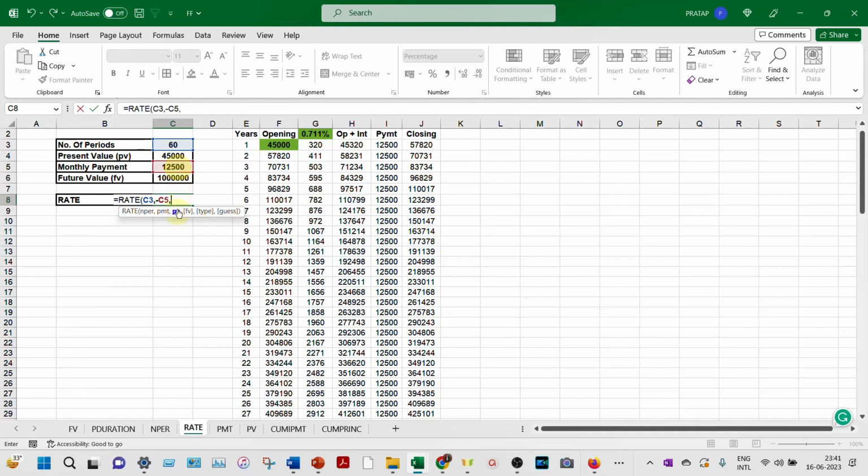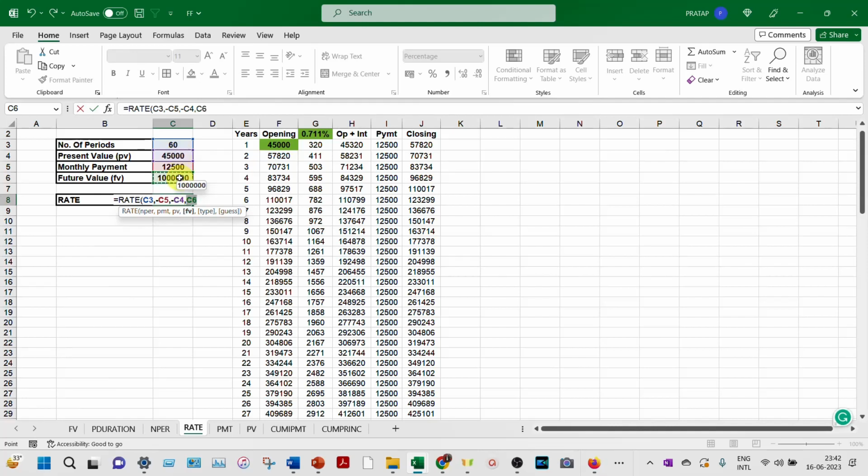Next, we have to come to the present value. The present value is the lump sum that we've already invested. So again, we made that payment, so we put in a negative sign. Then we come to the cell which contains this value. That is 45,000. We click here. Next, we move on to the future value. That is our target value, which is 10 lakhs. So we click on the cell containing that value.